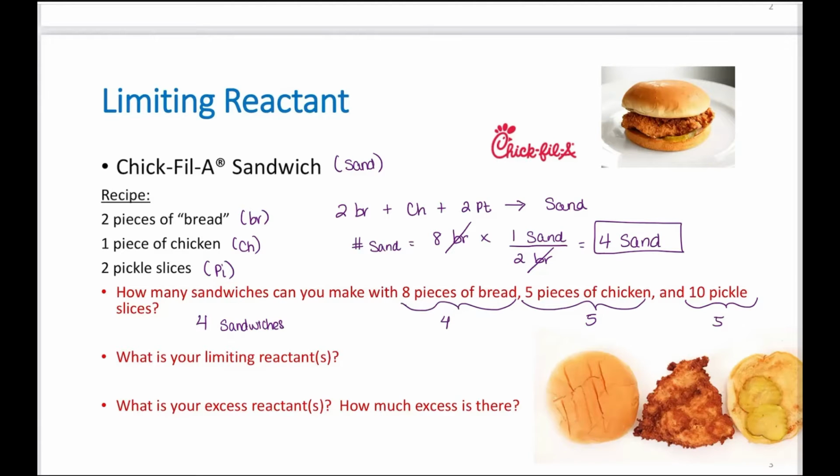In this case, what is your limiting reactant or reactants? When I look at this, I can see that my bread is my limiting reactant because it limits me to making 4 sandwiches. What's my excess reactant or reactants, and how much excess is there? Well, I have chicken left over, specifically 1 piece, and I have pickles left over, specifically 2 pickles.